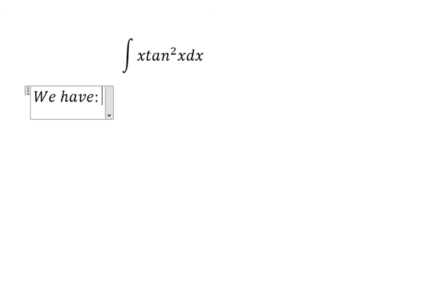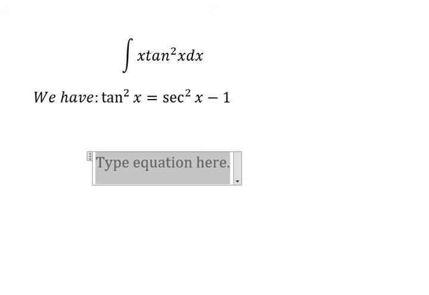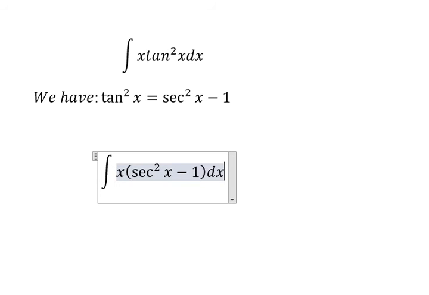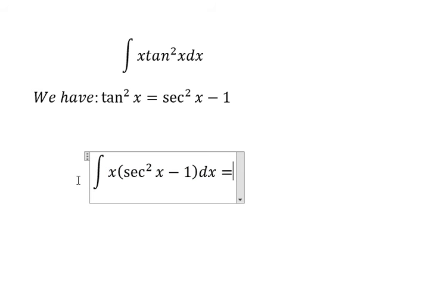We have tan s to the power of 2 equals sec s to the power of 2 minus 1. So we will go about the integral, and that's about s multiplied with sec s to the power of 2 minus 1 ds. So we can separate them into two integrals.